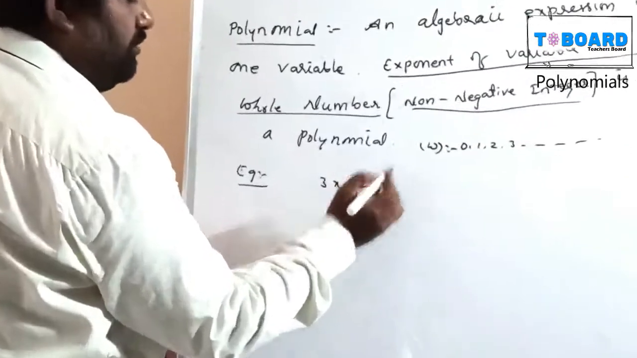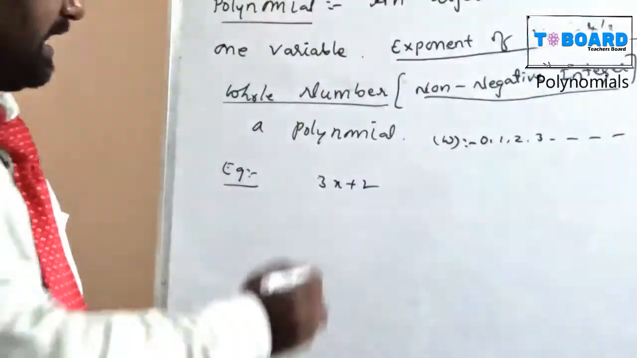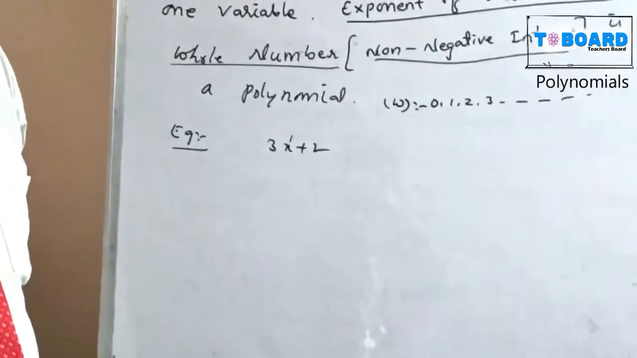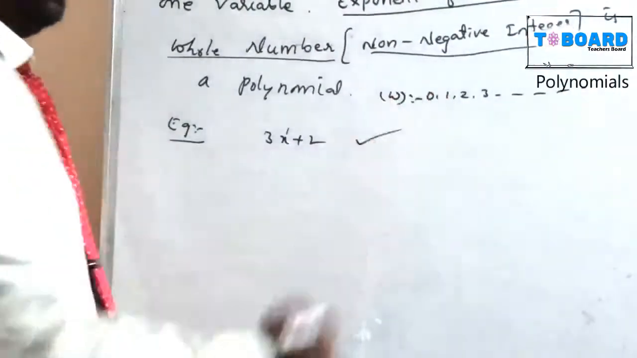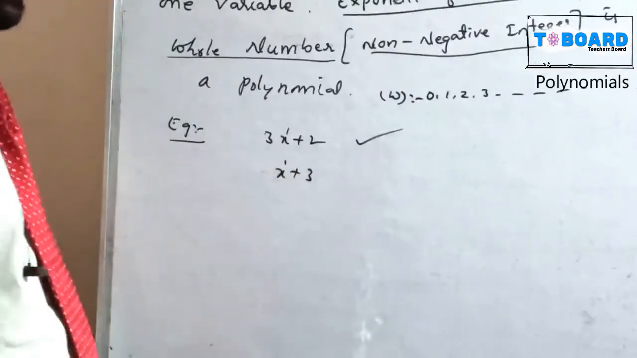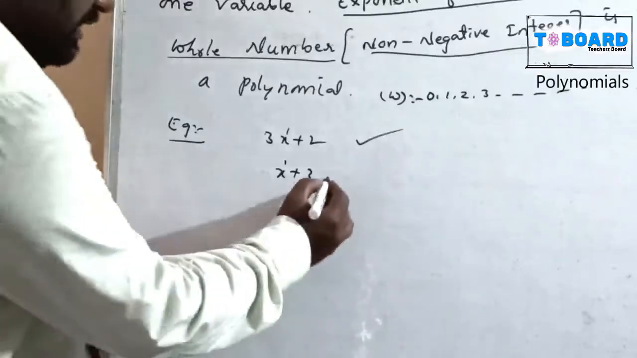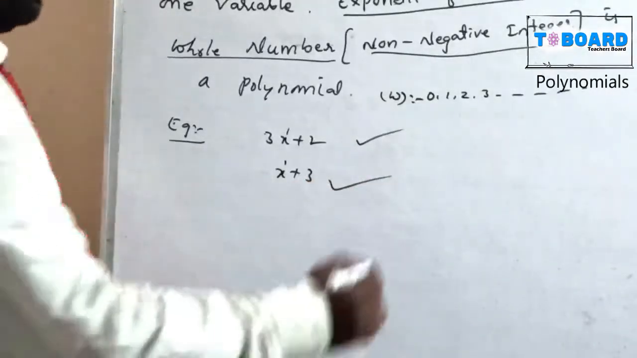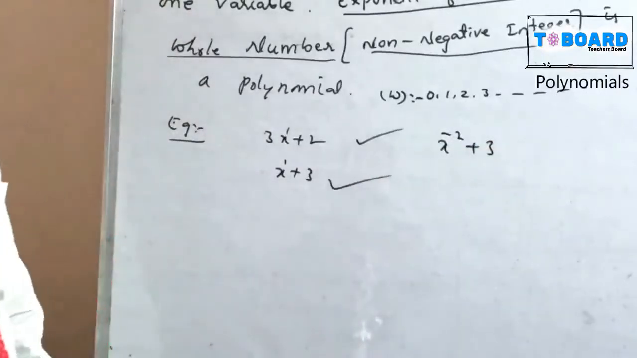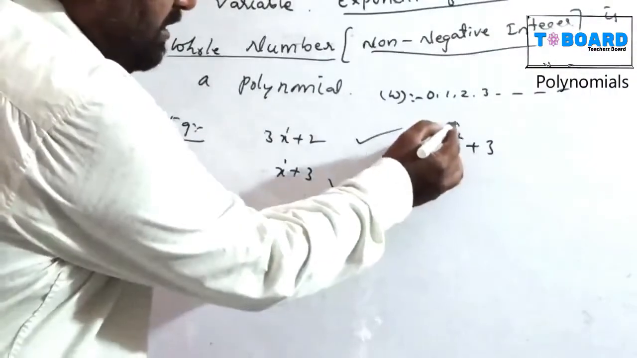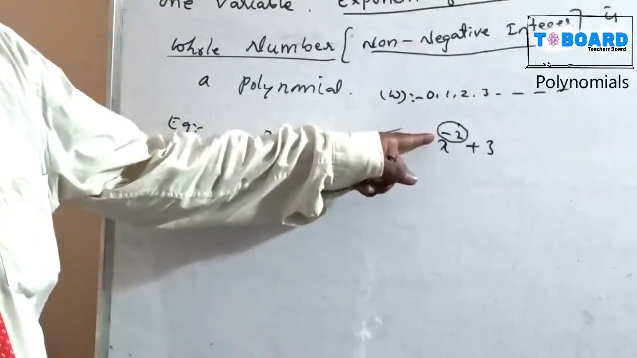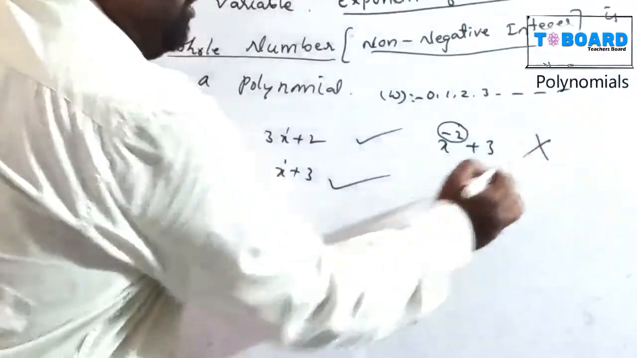An example, 3x plus 2. 3x plus 2 means x power 1. 1 is a whole number, so it's a polynomial. Next one, x plus 3. X plus 3 means x power 1, 1 is a whole number. It is also a polynomial. Okay, x power minus 2 plus 3 means here the exponent of the variable is negative. Negative means it is not a polynomial.